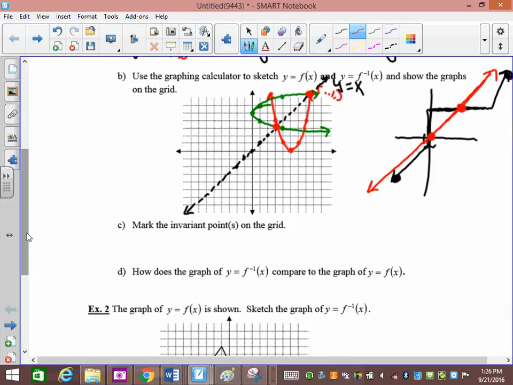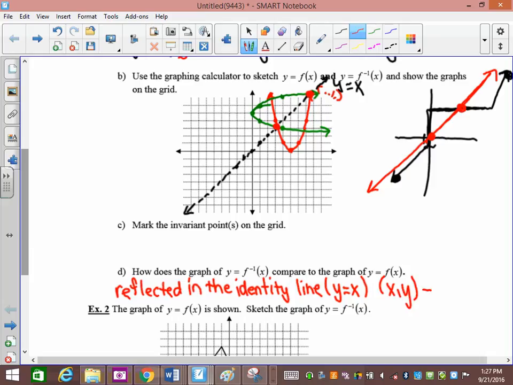How does the graph of the inverse compare to the graph of y equals f of x? It's reflected in the identity line, the line y equals x. (x, y) becomes (y, x). This is f of x. Look at the inverse of x. So think about that.